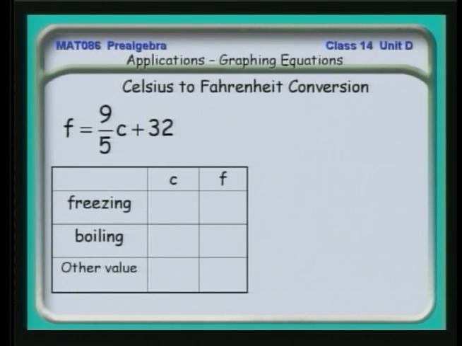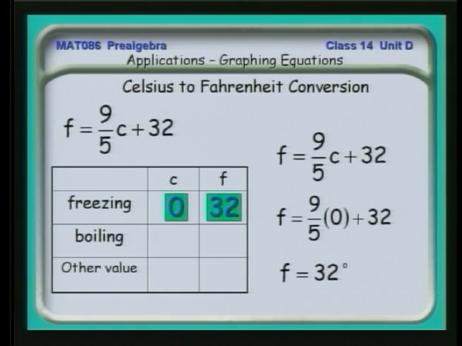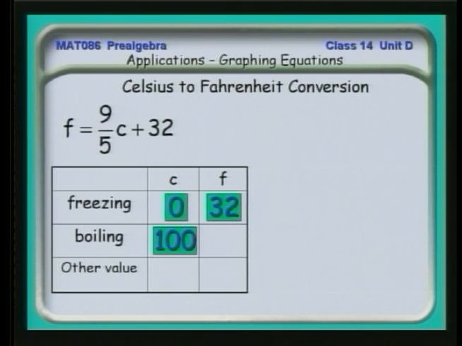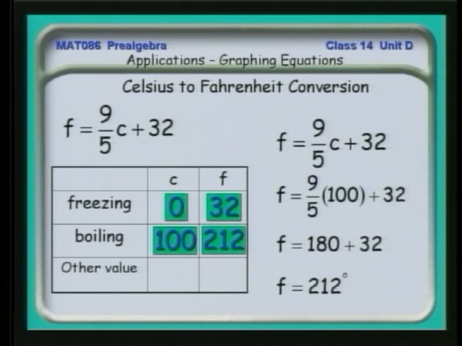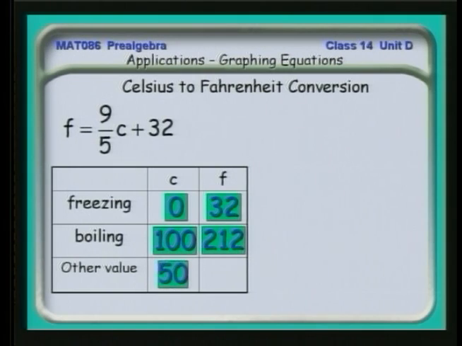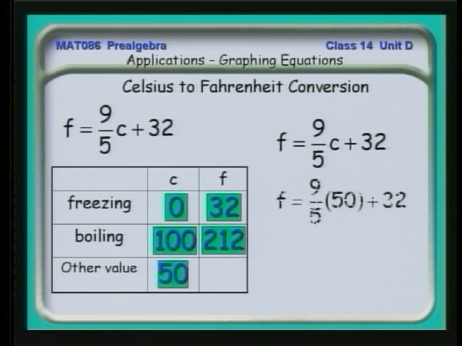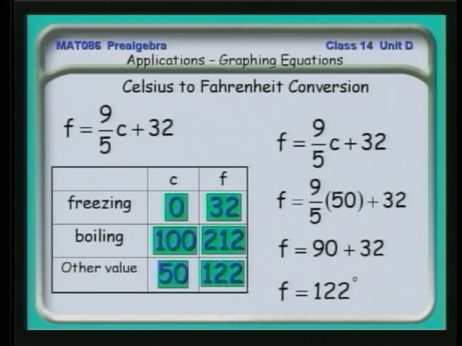For example, suppose I want a graph to convert Celsius or centigrade to Fahrenheit. I can put numbers in here. Freezing Celsius is 0. And if I solve that, I find that the Fahrenheit equivalent is 32. Boiling Celsius is 100. And if I do the math there, I find that boiling Fahrenheit is 212. And I can pick some other value. How about 50 Celsius? And if I want to work that out, that gives me Fahrenheit 122.